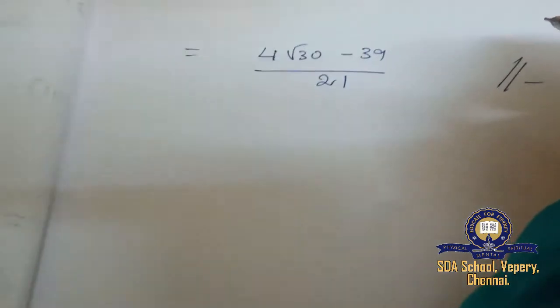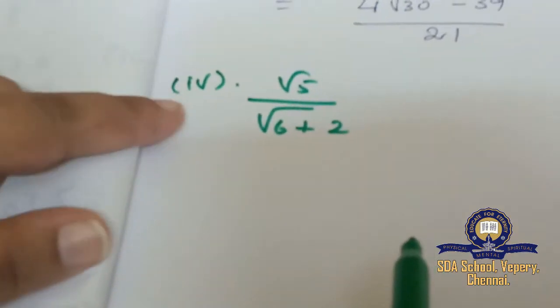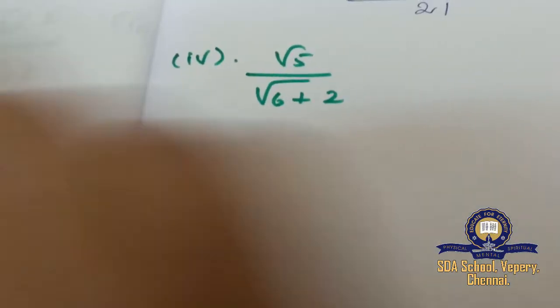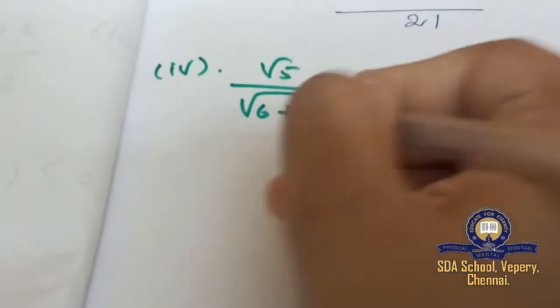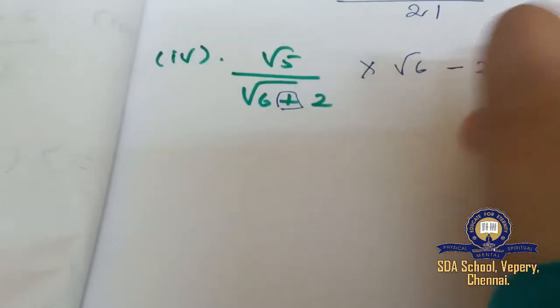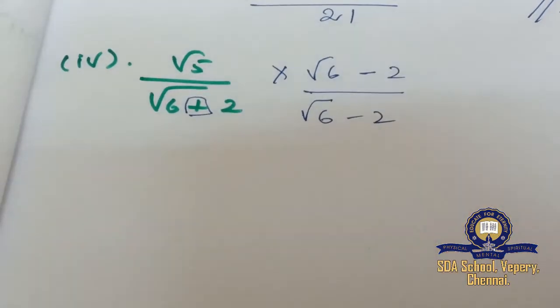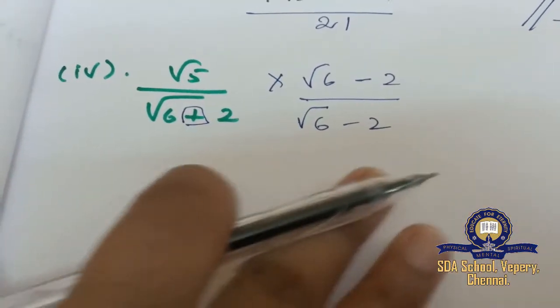That's all, students. Moving on to the fourth subdivision, √5 divided by (√6 + 2). Okay, how do I rationalize this? √6 plus will become minus 2, divided by √6 minus 2. Yes, students, this is how I will rationalize it.